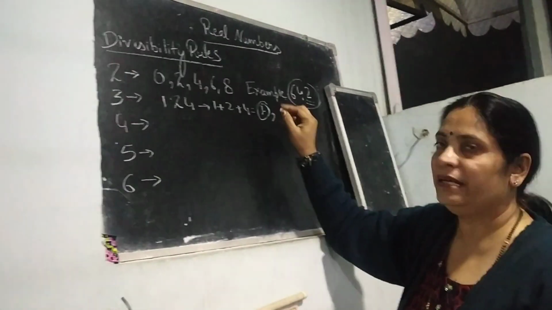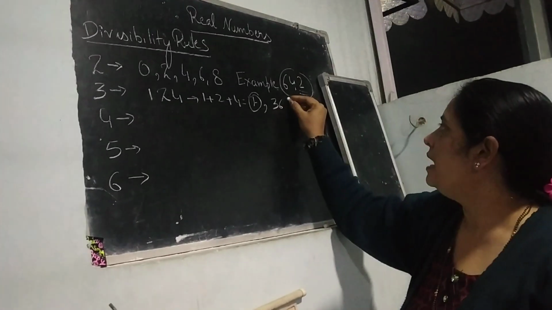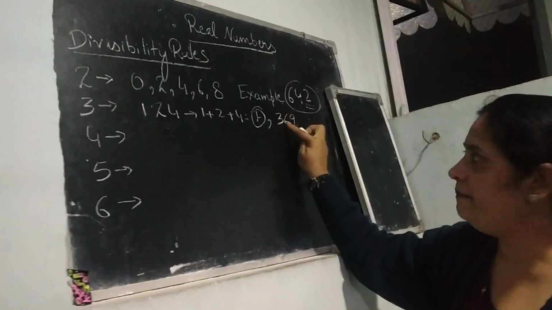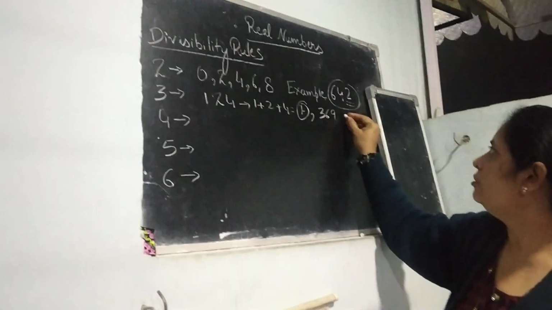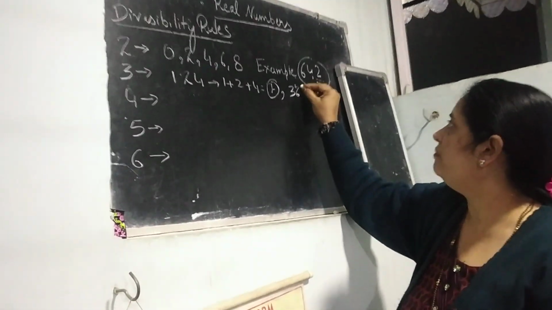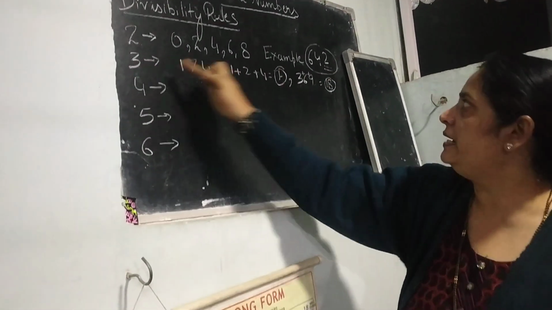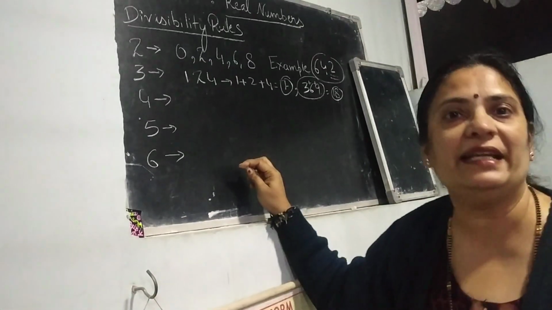Now let's take another example like 369. Add them. 3 plus 6 is 9, 9 plus 9 is 18. So 18 is divisible by 3. So this whole number is divisible by 3.